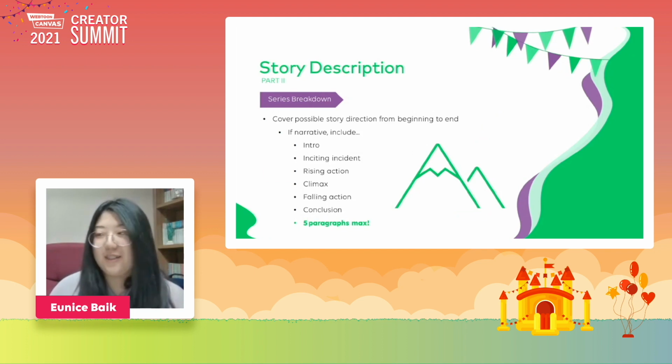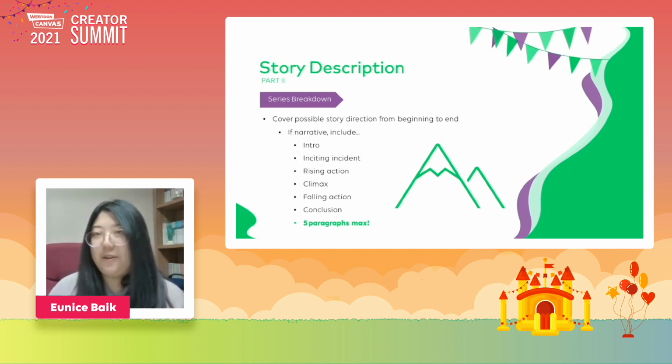But really, this is just kind of a pitch story. You want to convince whoever is reading it to, I guess, invest in it. And so if it's a narrative story I've written down here, this is a space to cover your story from beginning to end.